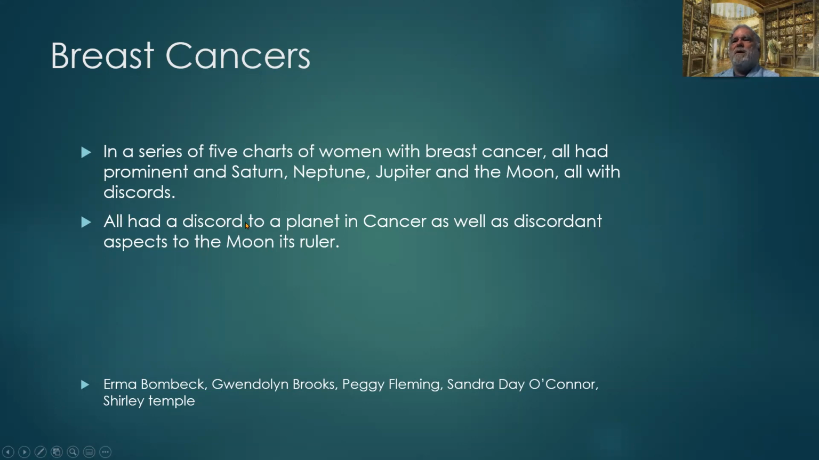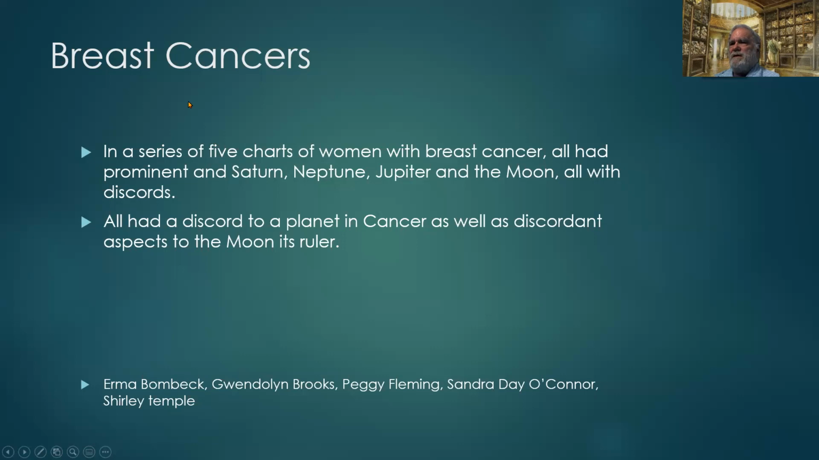All also had a discord to a planet in Cancer, as well as a discordant aspect to the moon, right? Now, you won't always find that. Sometimes the sign will be unoccupied by a planet, and then you rely on aspects to the ruler. But in this particular series, these 5, there were aspects to a planet in Cancer and also to the moon, right?